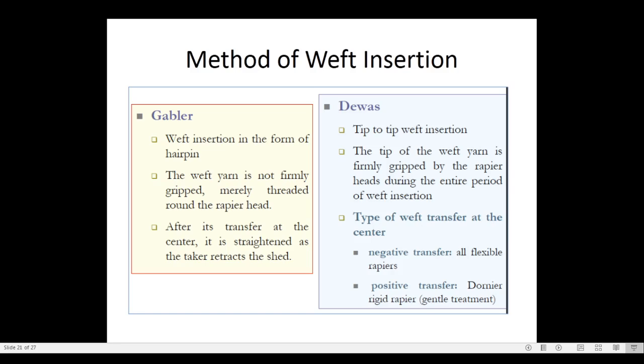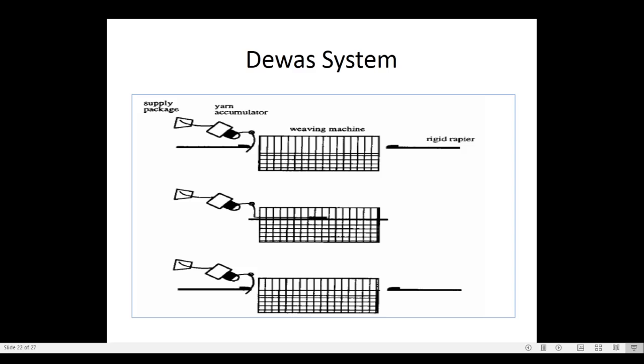Now the third classification is the method of weft insertion. Your rapier weaving machine may be Gabler type or Dewas type. So we'll see the concept first, then we'll come to the comparison slide. So this is the Dewas system. See how the Dewas system is.